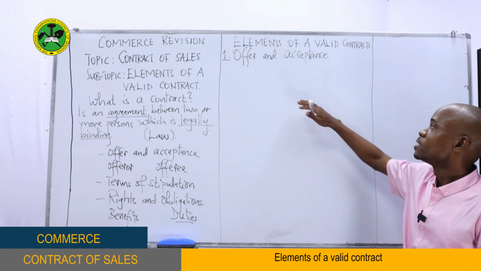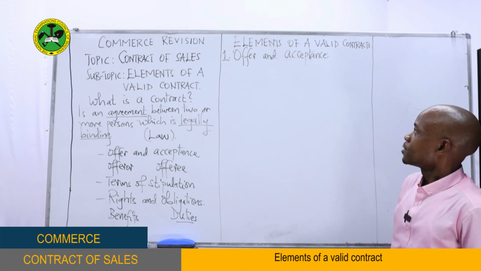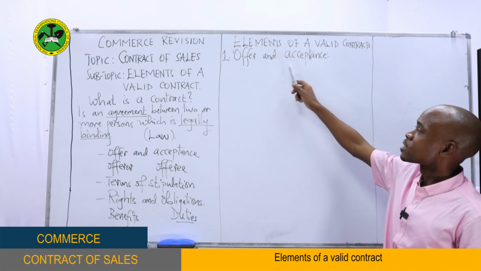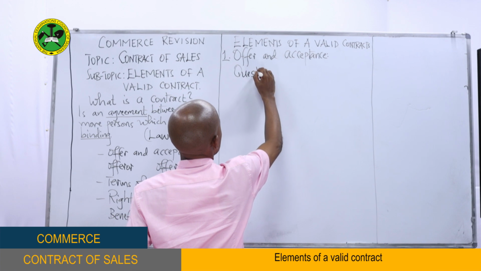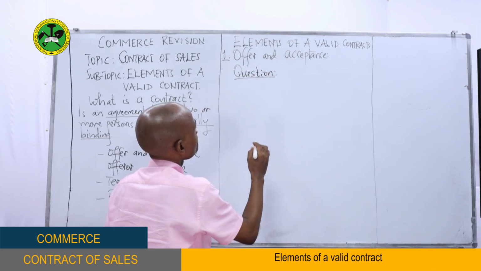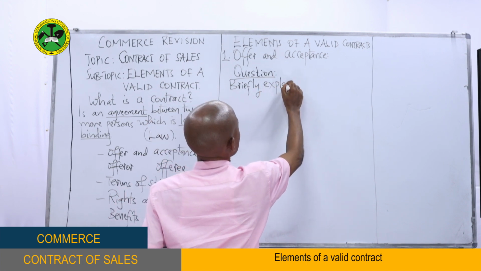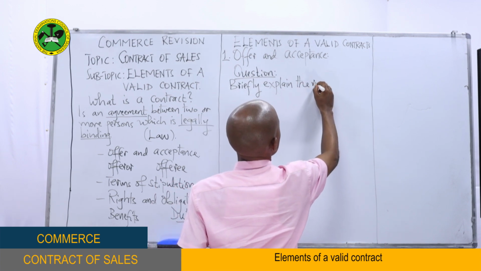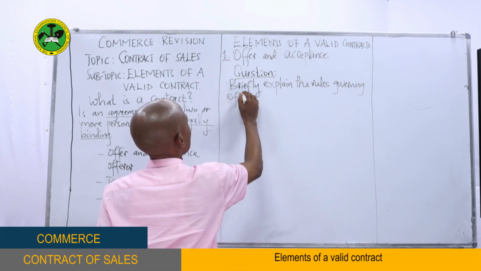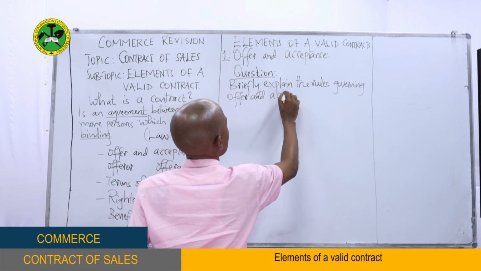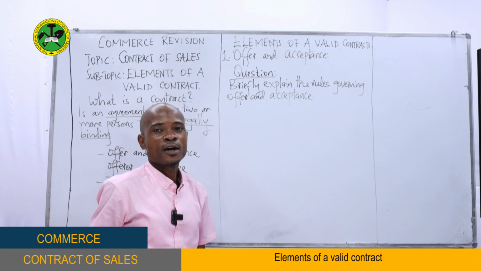But of course, this is just a base. There must be some other things which will follow, as we said, that it has to be legally binding. Now here I have a question which will guide us into more discussion about offer and acceptance. So the question is: briefly explain the rules governing offer and acceptance.